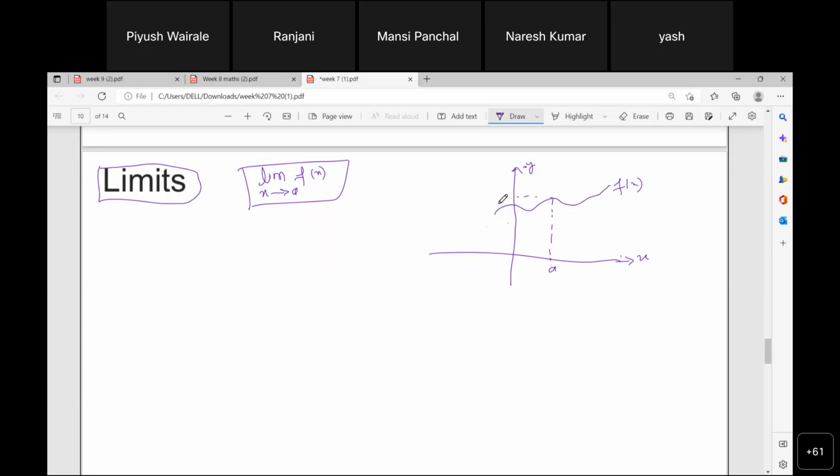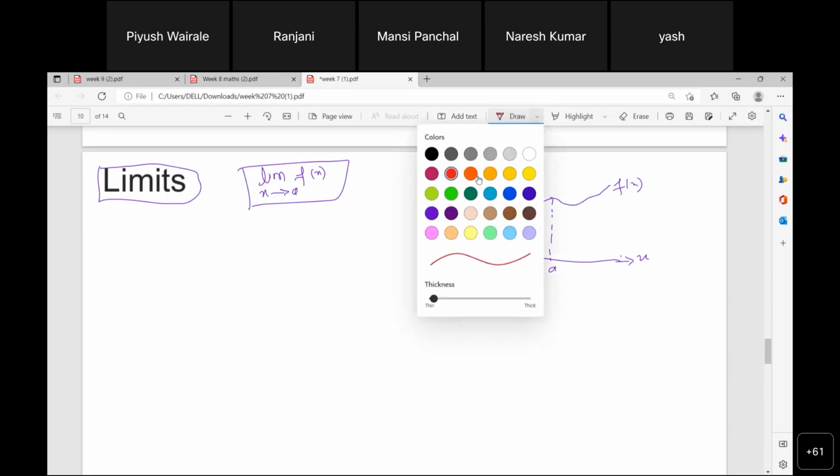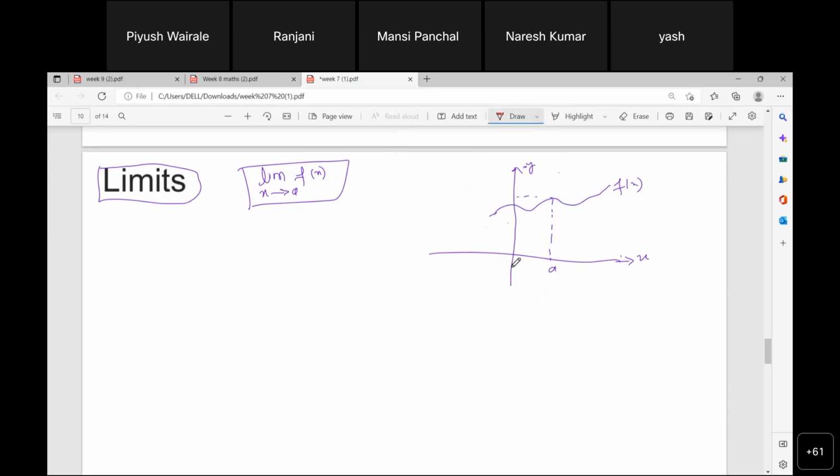Yeah. So what if it is not continuous? So, okay, I will take one example also. So basically, this limit means if I am approaching this particular value a, what will my function tend to? Okay, but I can approach this particular a in two ways. That is from the left hand side, and from the right hand side also, right?